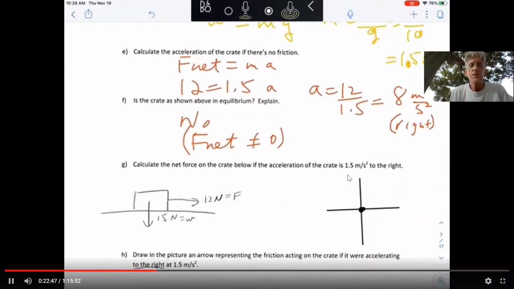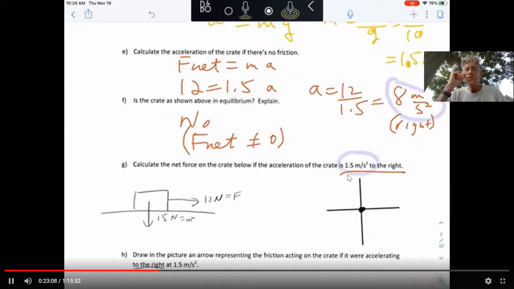Okay, so this might be confusing. We just showed that it was 8 meters per second squared to the right. We'll say the same picture. That means it's less acceleration, right? That must mean there's friction opposing, or drag or something. So calculating net force.